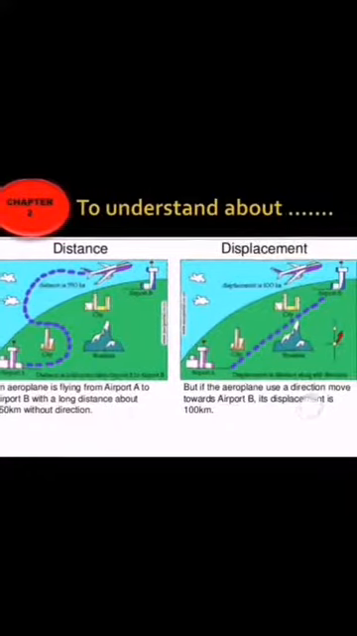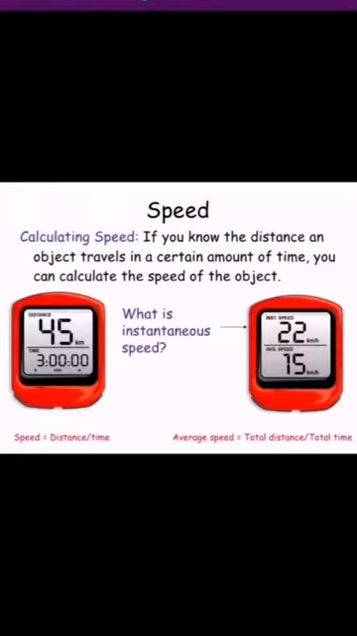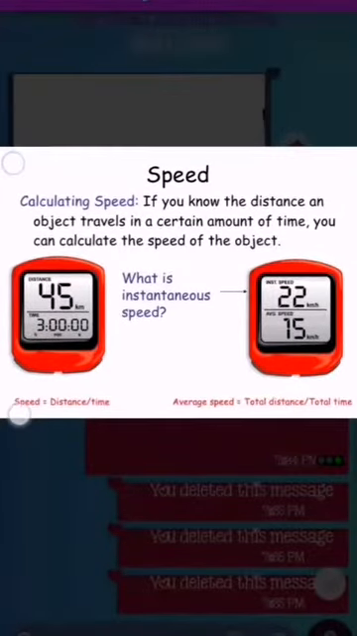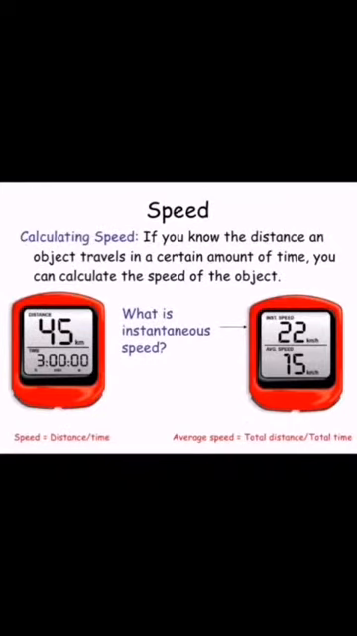Next we move towards speed. So what is speed? If you know the distance an object travels in a certain amount of time, you can calculate the speed of the object. Speed can be defined as the distance covered by an object in total time. So speed is the rate of change of distance. Speed is equal to distance divided by time taken.